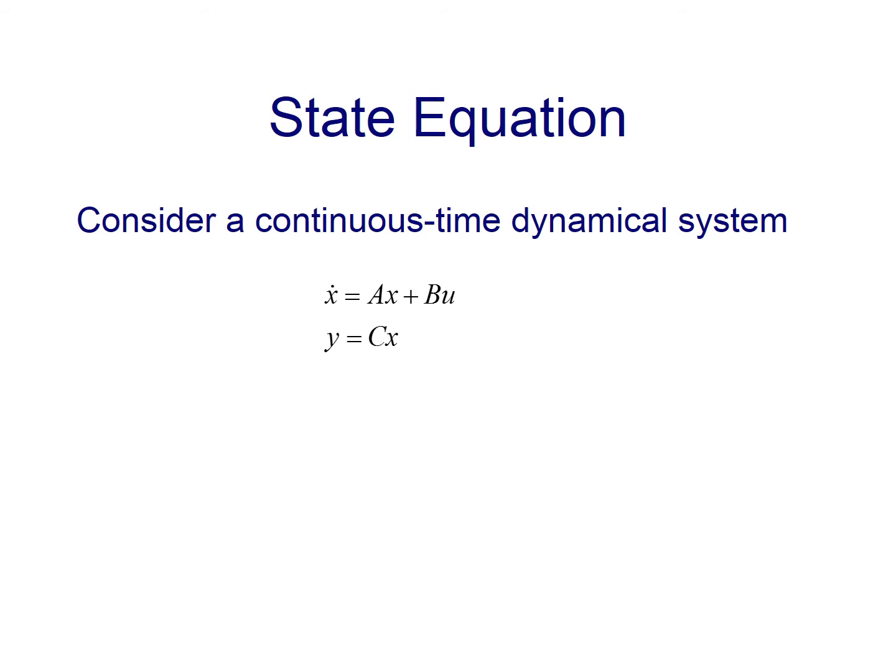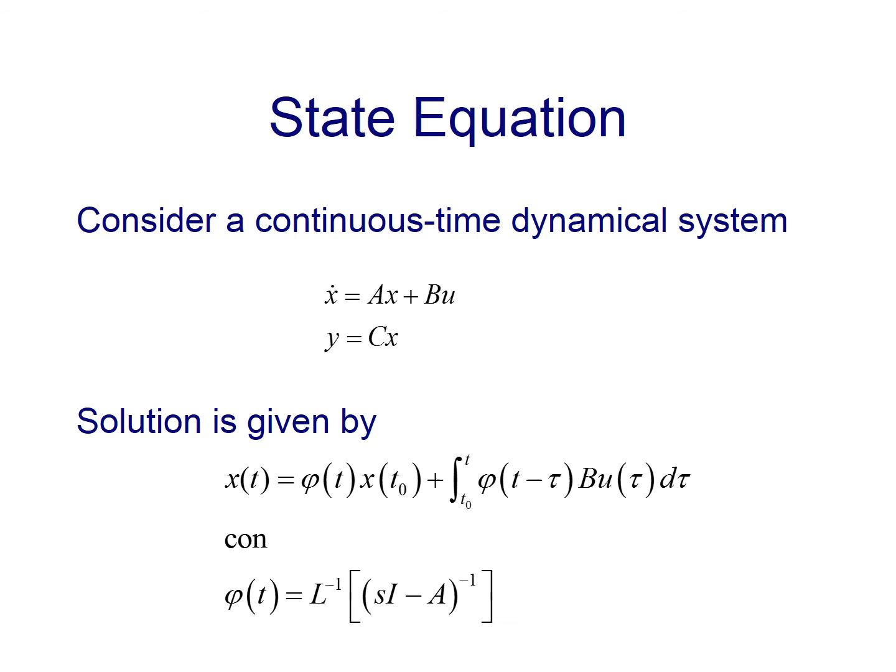Well, consider a continuous time dynamical system with general equation x dot equals ax plus bu and y equals cx. Solution is given by this equation: x of t equals phi of t times x of t0 plus integral from 0 to t of phi evaluated at t minus tau times b times u of tau d tau, with, I'm sorry for the Spanish, phi of t equals the inverse Laplace transform of the inverse matrix of si minus a. This is often called the state transition matrix.